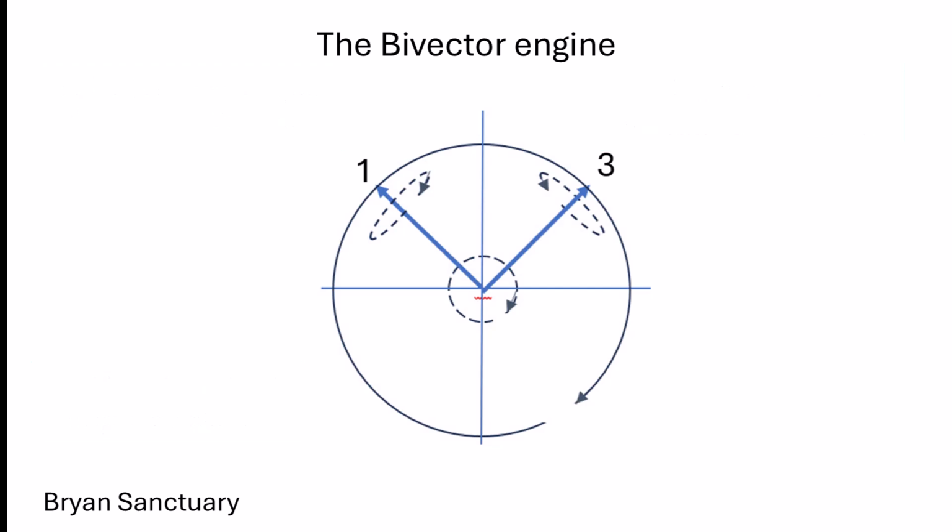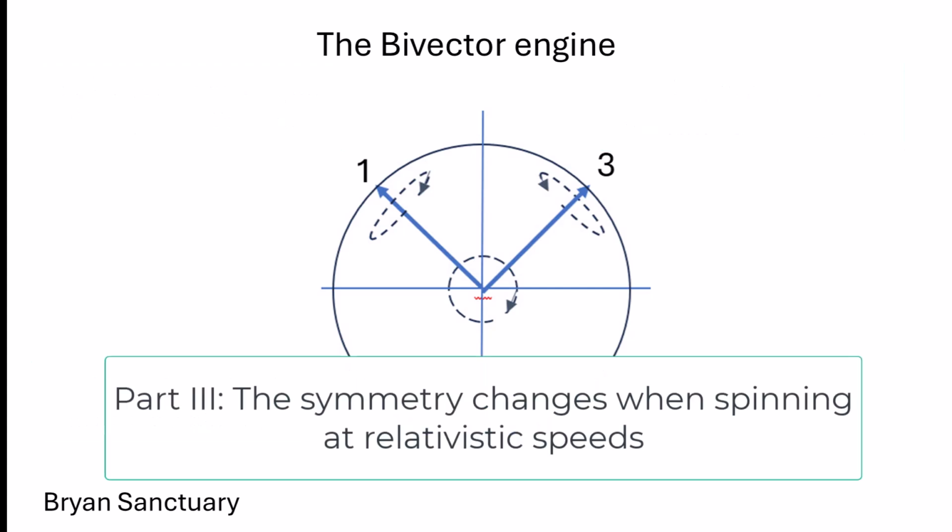In part 3, I will show how symmetry changes as the body fixed frame spins to relativistic speeds.